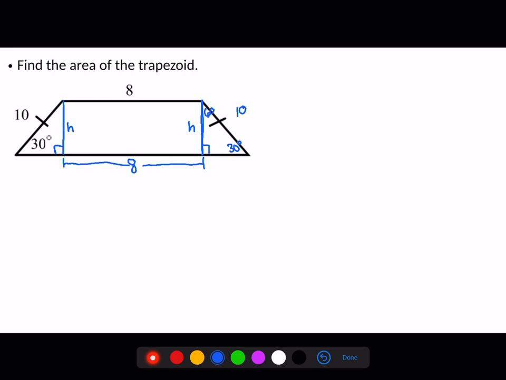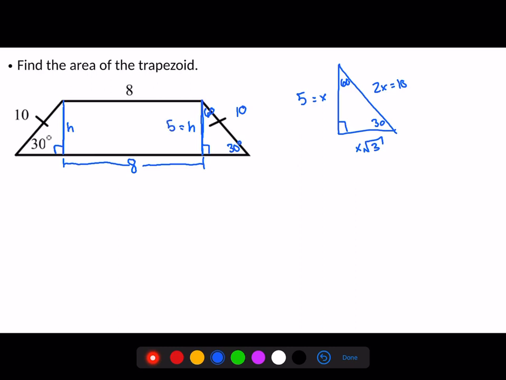Now, the nice thing about this is that it creates a 30, 60, 90 triangle in both of these. So I know opposite of 30 is x. Let me go ahead and draw my 30, 60, 90 triangle. Opposite of 30 is x. Opposite of 60 is x radical 3. Opposite 90 is 2x. Well, I know 2x is equal to 10. So therefore, x is equal to 5. So our height in this case is 5.